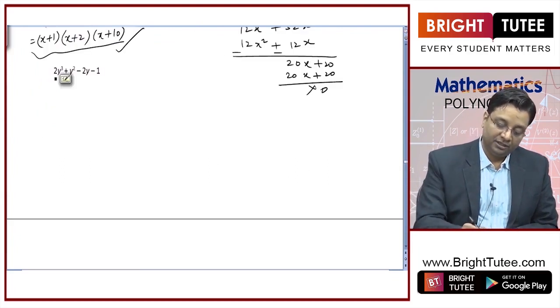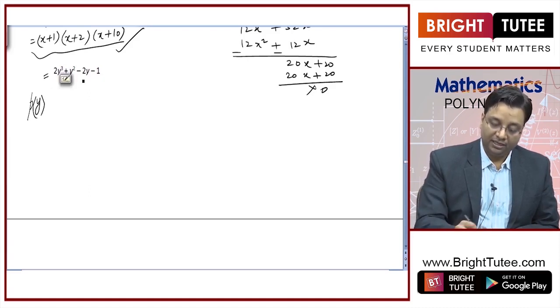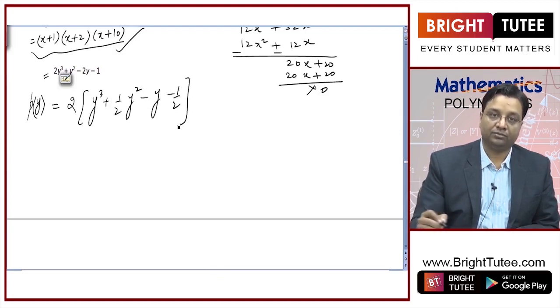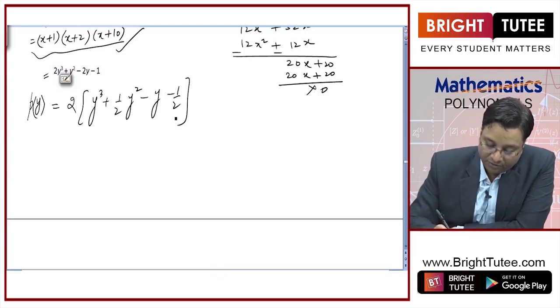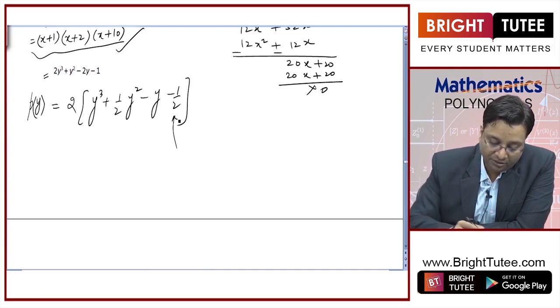In the last question, let us say this is p of y equals this. Okay. Now this can also be written as, if I take 2 as common, y cube plus 1 by 2 y square minus y minus 1 by 2. Okay. Now I will be looking for factors of this minus 1 by 2, right? So let us visualize what factor will make it 0.